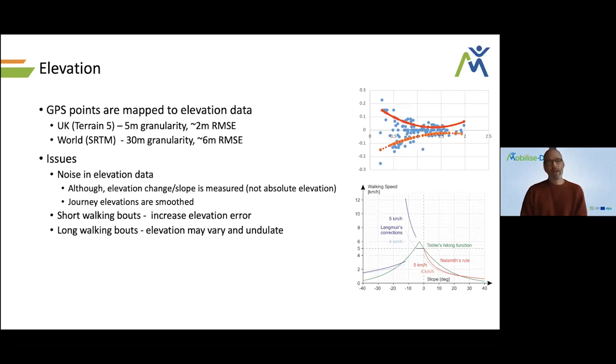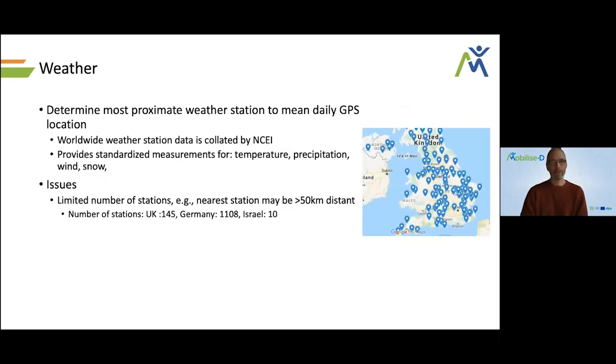The other issue is with short walking bouts and long walking bouts. For short walking bouts, the error caused by the change in the elevation is relatively greater. However, for longer walking bouts, it may be that the people's journeys may change. They may go up and down during that journey. We provide the elevation as a single value in terms of slope, but obviously for longer walking bouts, that may not be completely accurate.